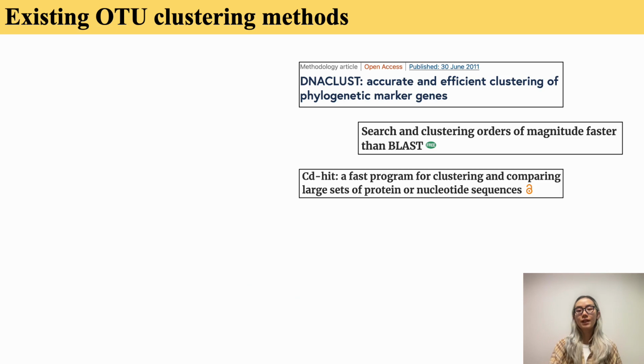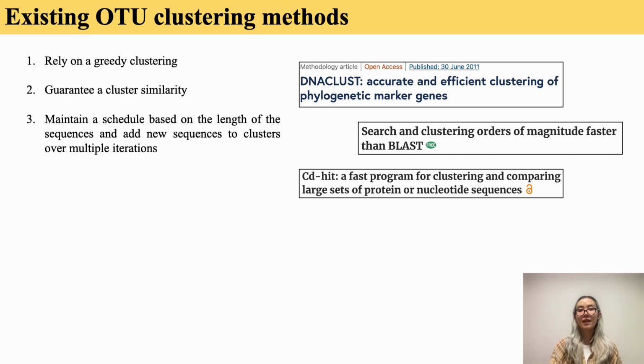Several tools such as DNAclass, uClust, uSearch, and CD-HIT have been proposed in the past to perform OTU clustering. All these methods take as input a similarity threshold and build clusters that maintain the similarity using a greedy clustering approach. These tools maintain a list of sequences sorted in decreasing order of their length and iteratively assign sequences to clusters by comparing them to an existing set of representatives.